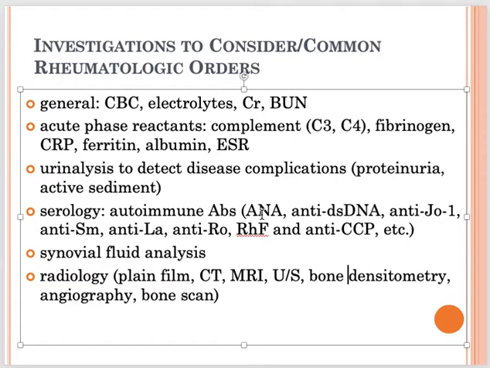Now, ANA, anti-nuclear antibodies, are present in a huge number of diseases. But remember, whenever SLE comes up, always think about ANA. We always do this as a screening test for SLE as well. But it doesn't mean they cannot occur in other conditions. They can occur in rheumatoid arthritis as well and in many other conditions.